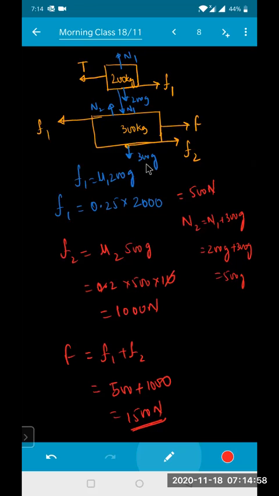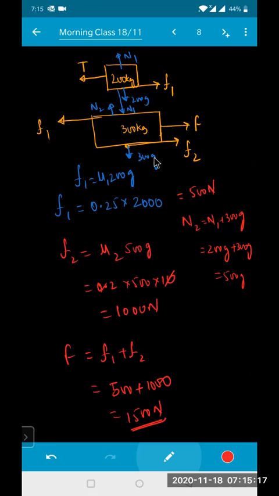Okay, yes, sir. Got it. This n1 is in the downward direction, and this is your n2. So for the 300 kg one, we have to do n2 minus n1 is equal to 300 g. So you just took the n on this side.